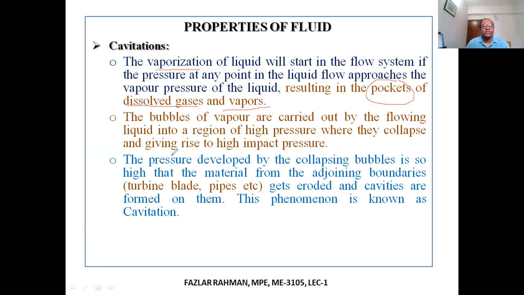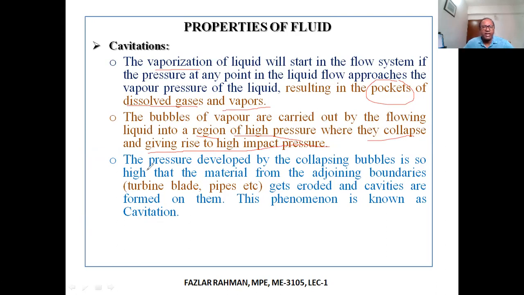Okay, the bubbles of vapor are carried by the flowing liquid into a region of high pressure. When the bubbles come into the high pressure region, they collapse, giving rise to high impact pressure. When they collapse, it is a high pressure region. Again, when a bubble comes in, it collapses and increases the pressure again.